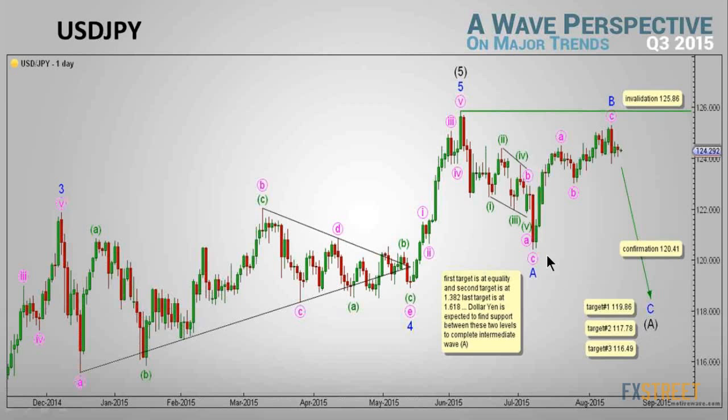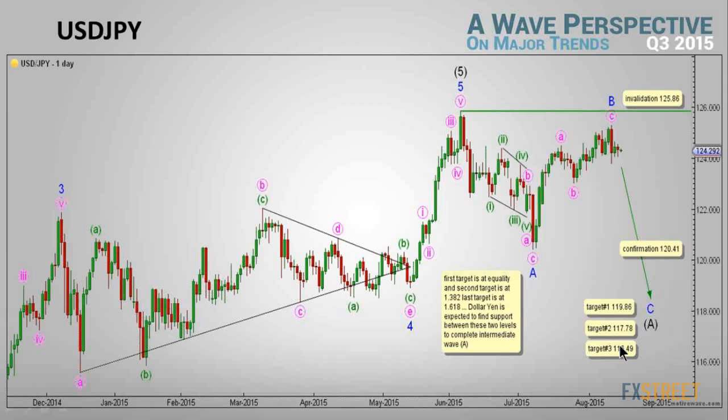Within wave A black, it's expected that waves A and B blue are complete, and wave C blue is starting to unfold downwards, with A blue unfolded as a zigzag labeled A, B, and C pink, with A pink unfolding as a leading diagonal labeled waves 1 through 5 green, with B blue unfolded toward the upside as a zigzag labeled A, B, and C pink. It seems that B blue is mature enough and that structure is complete, and that we should expect wave C blue to unfold toward the downside in a 5-wave structure to complete wave A black.